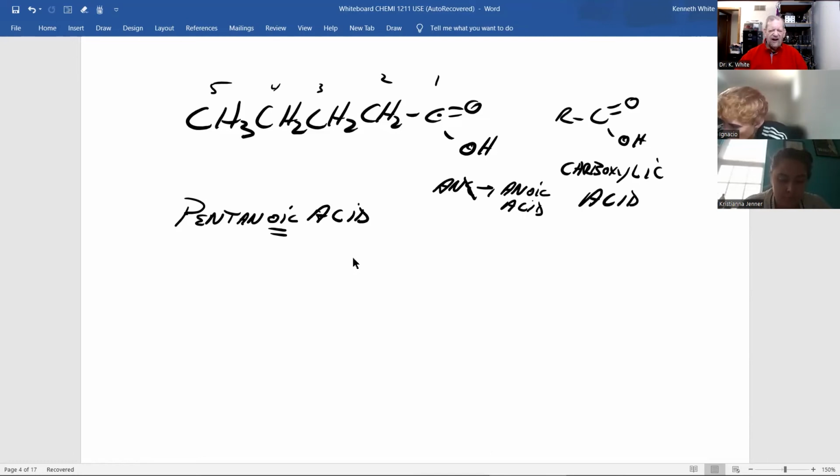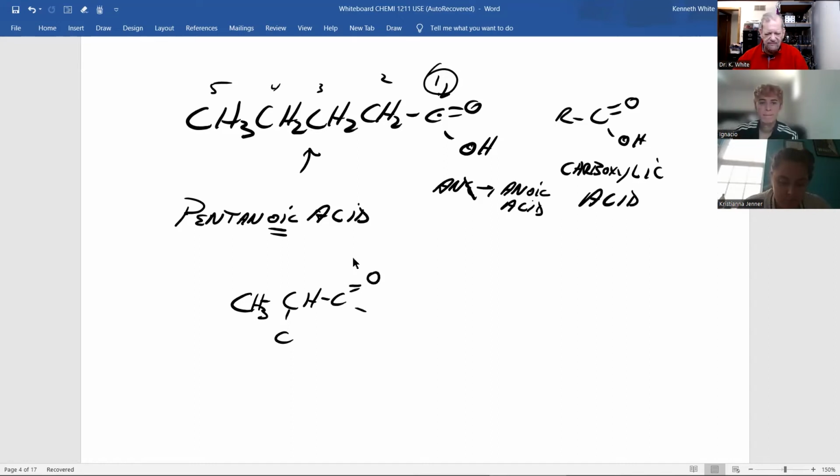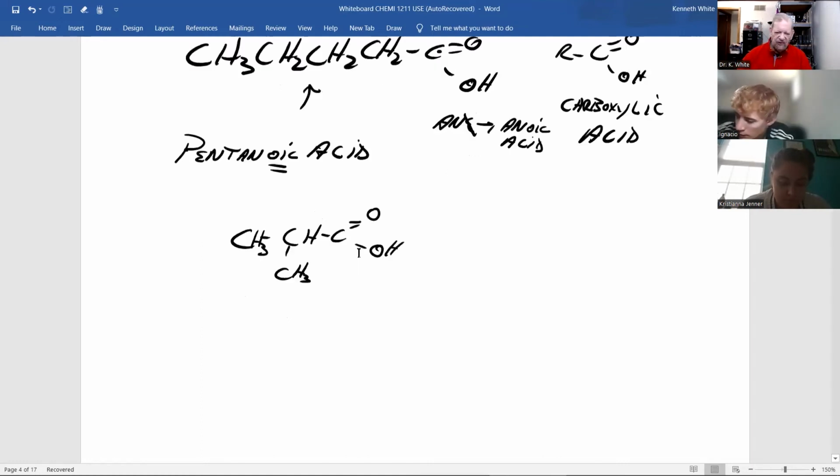Now, just like an aldehyde, the carbonyl carbon of a carboxylic acid will always be 1. Since everybody knows that, we don't have to put a 1 in there. You can't have a 2, because if you do, you don't have a carboxylic acid anymore. So I'm done. This is pentanoic acid. Now, if you have alkyl groups, you handle them just the same way we always did.